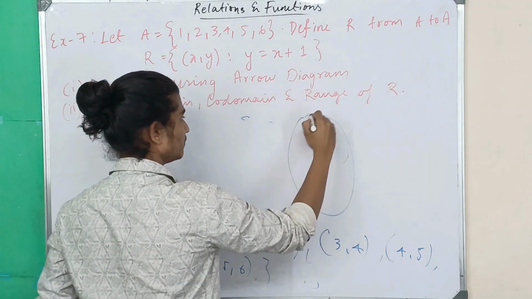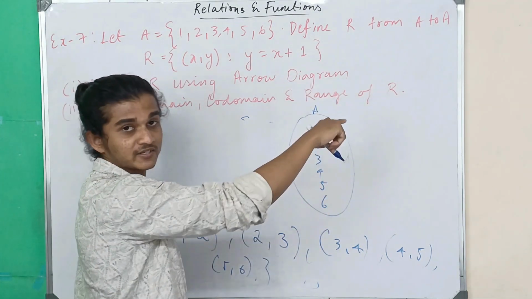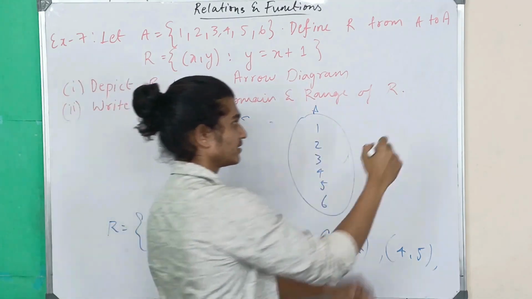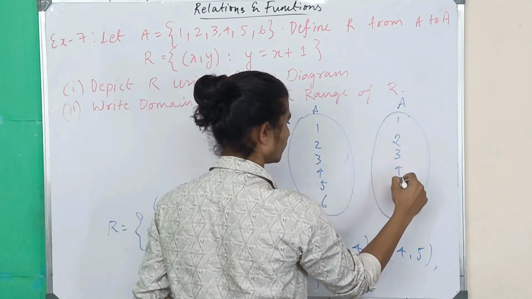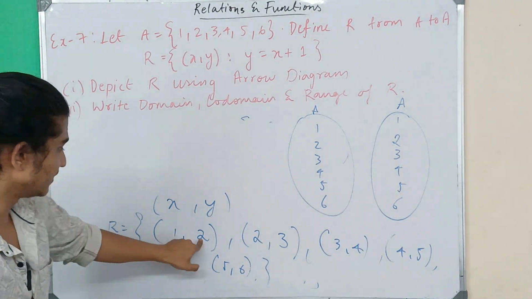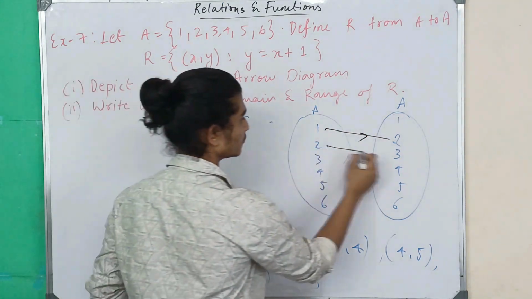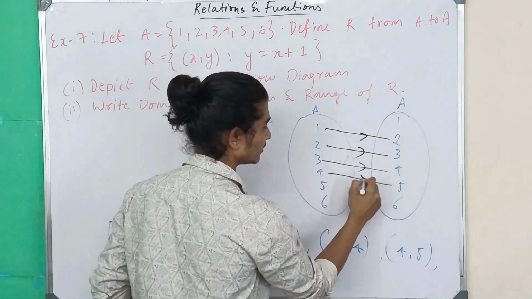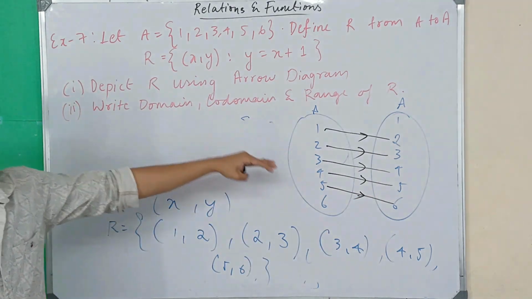So this is our A equal to 1, 2, 3, 4, 5, 6. Since we're trying to find the relation from A to A, one more set is also going to be A itself: 1, 2, 3, 4, 5, 6. Now we are supposed to match. So 1 is related to 2, 2 is related to 3, 3 is related to 4, 4 is related to 5, 5 is related to 6. So this is the arrow diagram of this particular relation.